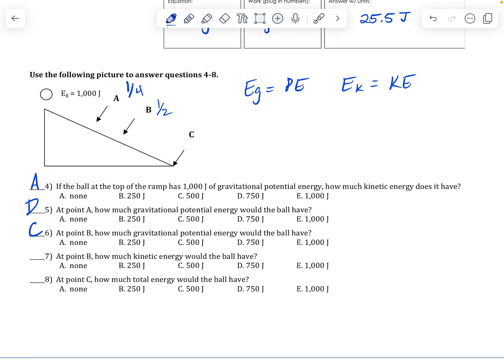At point B, how much kinetic energy would the ball have? If it has 500 potential, total 1,000, it has to have 500 kinetic to equal 1,000. And then at point C, how much total energy? Total doesn't change at all. It's always going to have 1,000. So that's E.